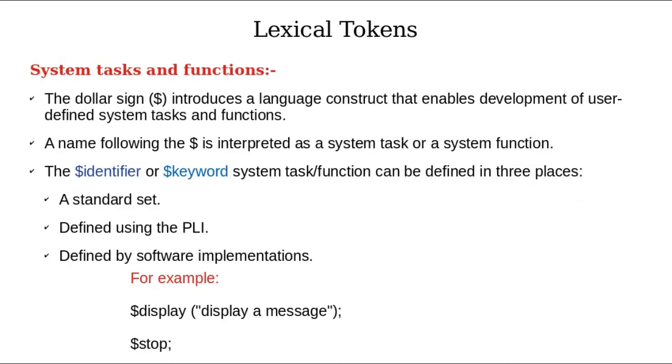The last token we will discuss in this video is system tasks and functions. The $ sign introduces a language construct that enables development of user-defined system tasks and functions. A name following the $ sign is interpreted as a system task or a system function. So the syntax is we put a $ sign and then we define an identifier with the same rules as an identifier, a $ sign with a keyword.